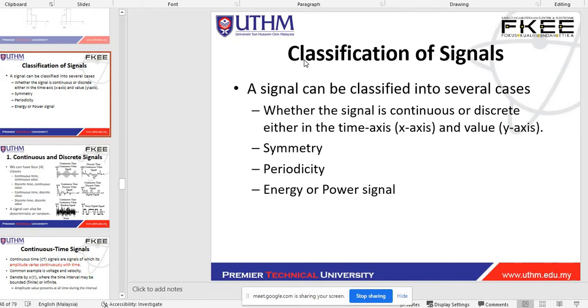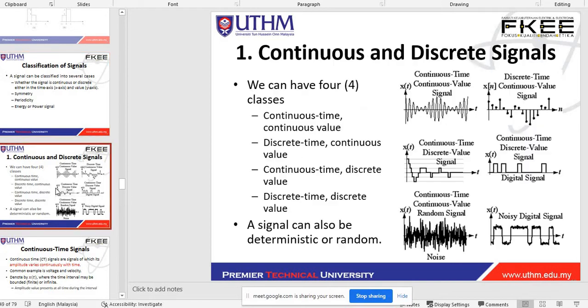After that, the second part of the classification of signal is symmetric, and then you have periodicity and energy and power signals. For today I will cover these two first, continuous time and symmetric. So first of all, let's look at what is continuous and discrete signal.